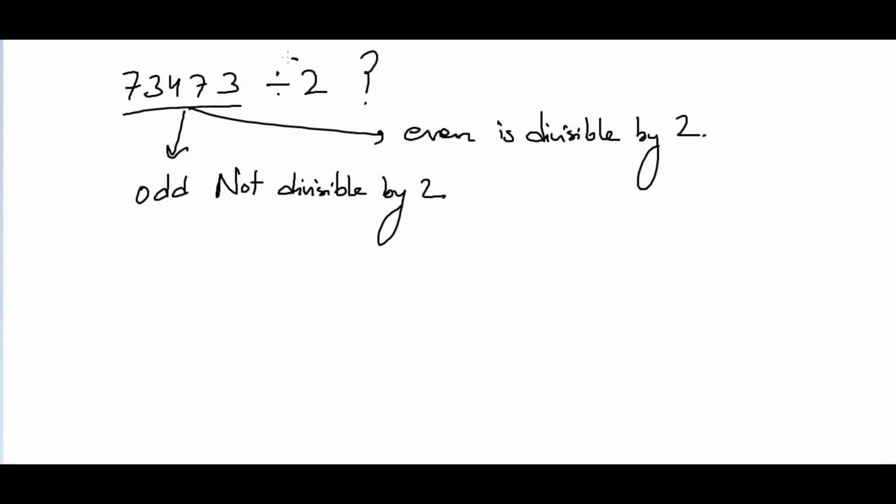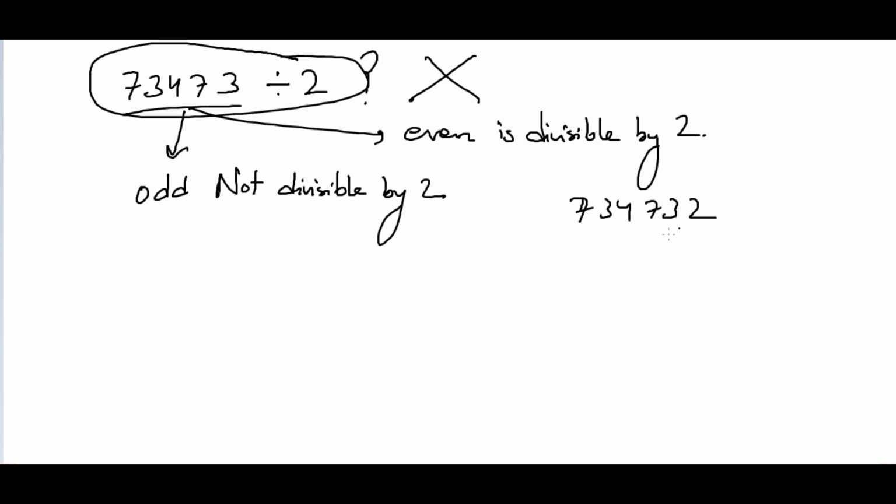So checking for 2 is this. We can check that it is ending with an odd digit, so it is an odd number, right? So this is not divisible by 2. Whereas if we write 734732, that is divisible by 2 because it is an even number. Let's go for the 3.